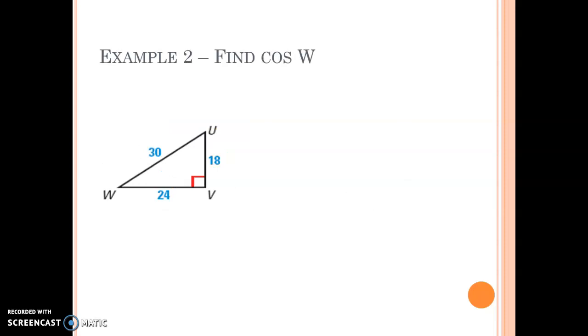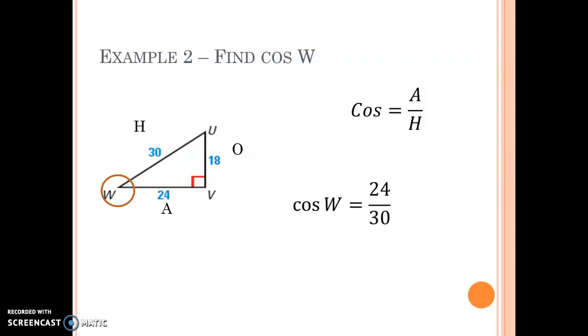To do another example of trig ratio, let's find cosine of W. Cosine is adjacent over hypotenuse, but we're going to start with angle W. The opposite side is 18. The hypotenuse is 30. So the adjacent is 24. So we're asked for cosine, adjacent over hypotenuse, so it's 24 over 30. Now these do simplify, so we can go ahead and simplify cosine of W to 4 over 5.